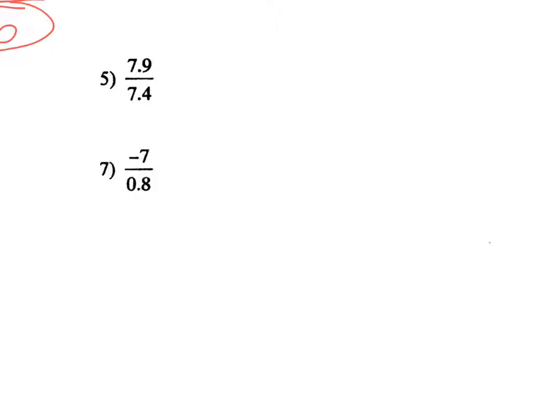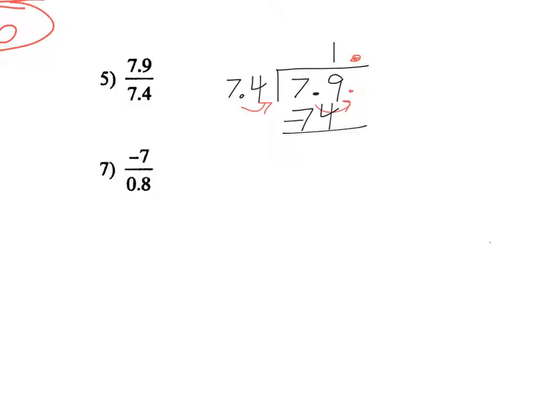So again, you're going to do the little house. Now, in this case, the bottom is what goes on outside, and then the 7.9 is what goes inside the house. Move your decimal, move your decimal. So it's going to be here and go straight up. Again, 74 goes in 79 one time. You subtract, and you get 5. You add a 0. 0 comes down. So we've got an answer bigger than 1 now.